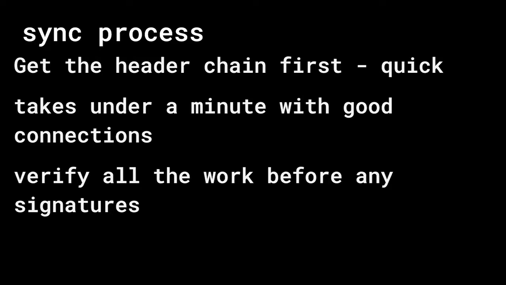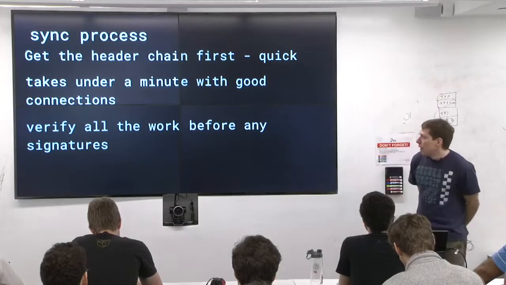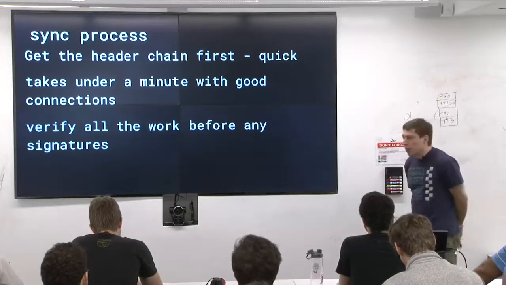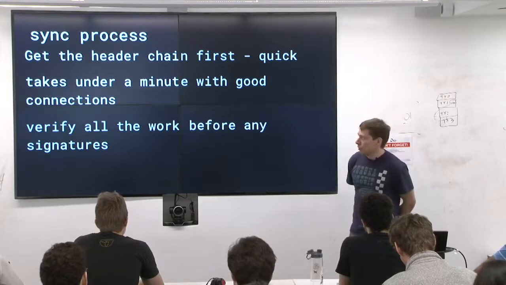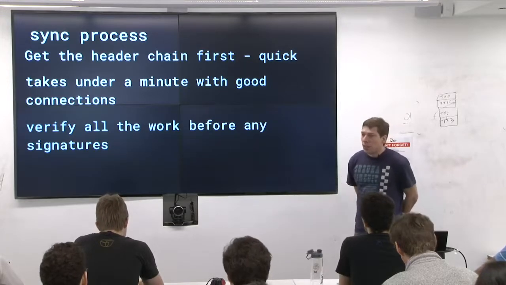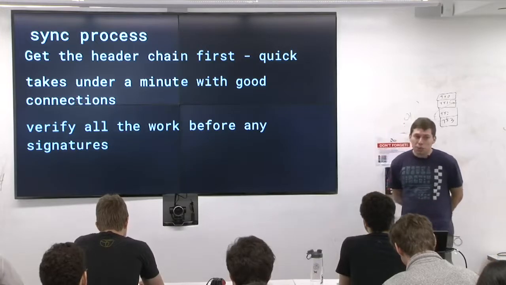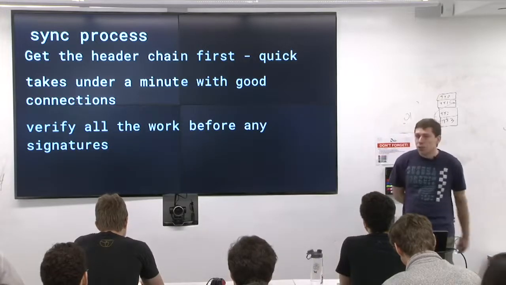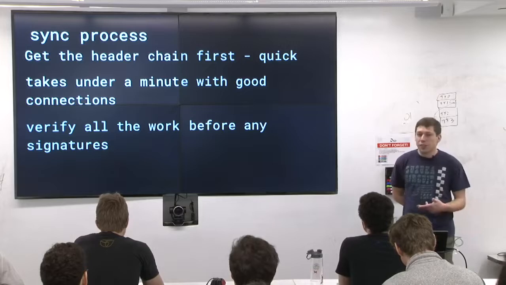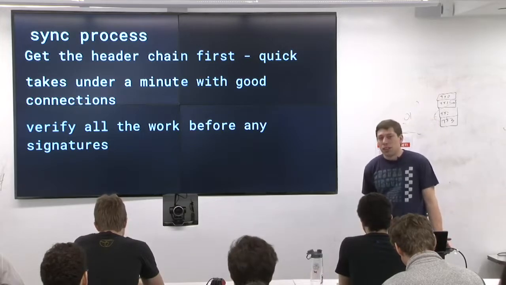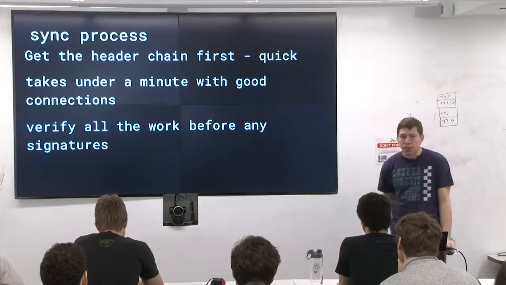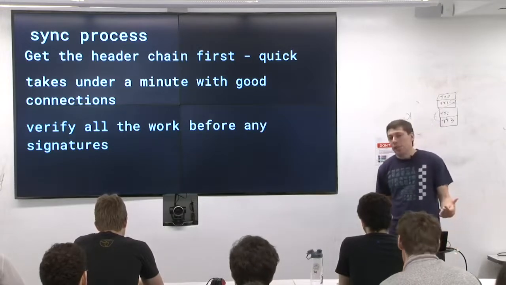The header chain, you get it first, and it's actually very quick. You can do it under a minute if you have a good internet connection, and you verify all the work before you do anything else. So this is nice in that the attacker, in order to sort of make you do more work here, would have to do a lot of proof of work. But for you, it's very quick to verify everything. Even 500,000 headers, 30 seconds if you've got a good internet connection, something like that. Because all you're doing is 1 hash per header, right?